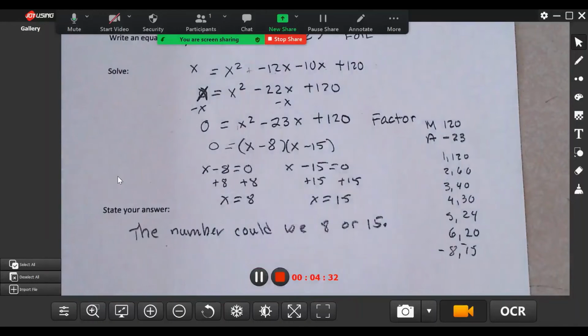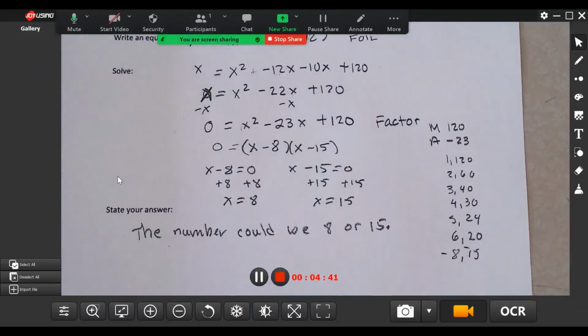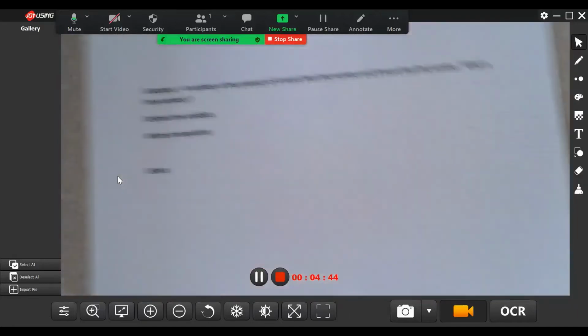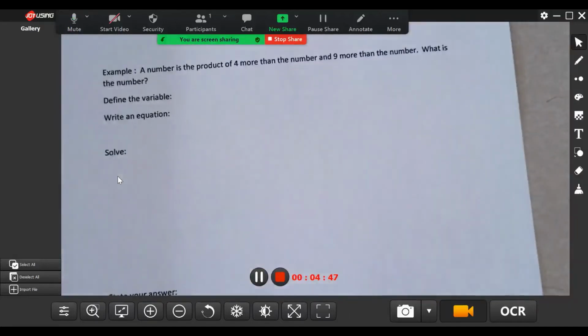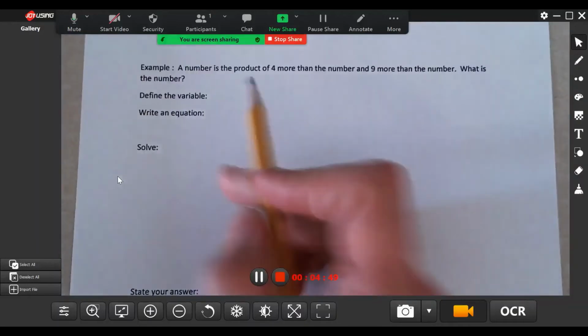So for the next question on your outline, I suggest you try it, and then use the rest of the video to see if you got it right, or check if you had questions. So here's the next example. A number is the product of 4 more than the number and 9 more than the number.